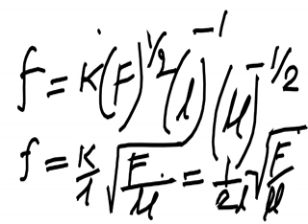Okay, sir, we can put the value of k according to your desire, but a lot of experiments have been done, and based on those experiments the value of k is 1 by 2. So the final result is 1 by 2 root under F by mu.